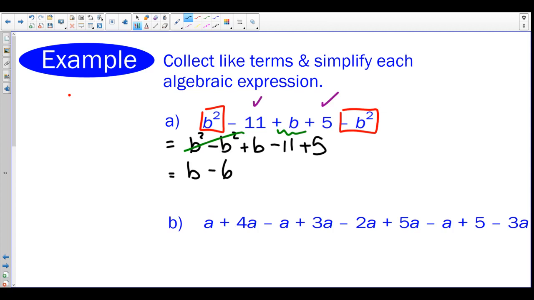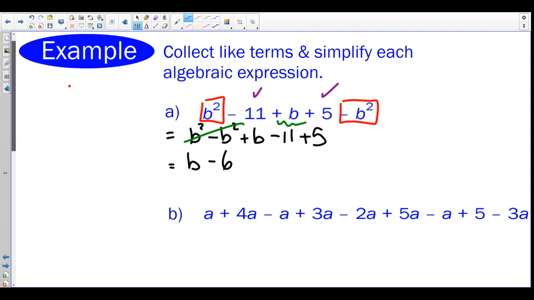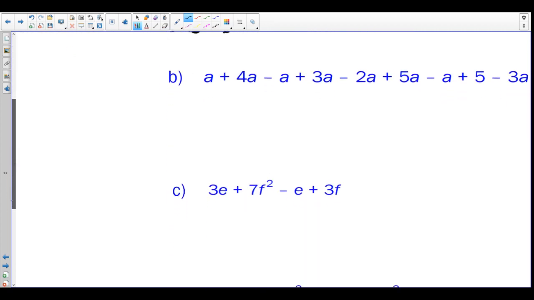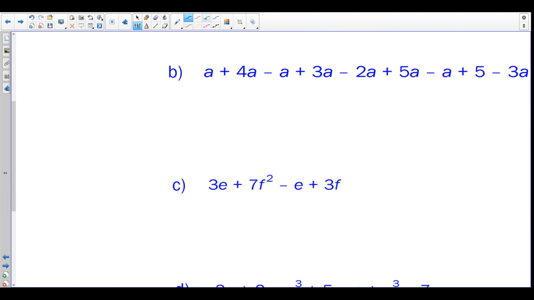Okay, and the next question is big. But there's a whole bunch of terms here. So let's see what becomes our like terms. We have a. We have another term with a. Another term with a. Another term with a. Another term with a. Another term with a. Another term with a. Oh, next one doesn't have a in it, but the last one does.